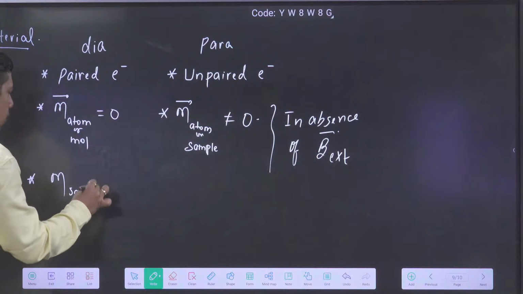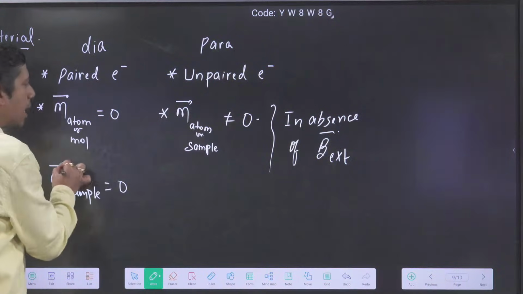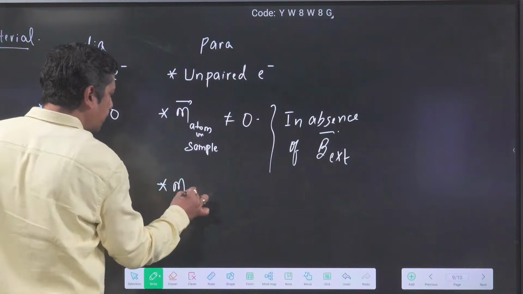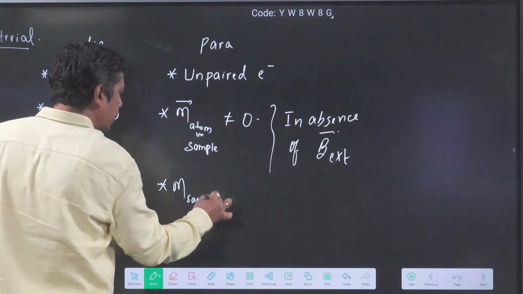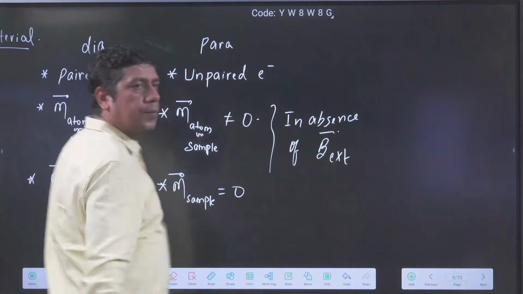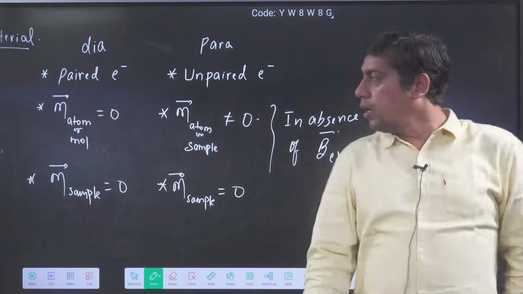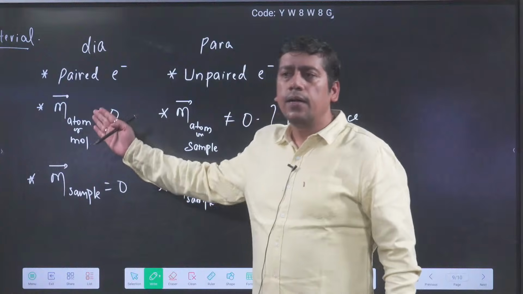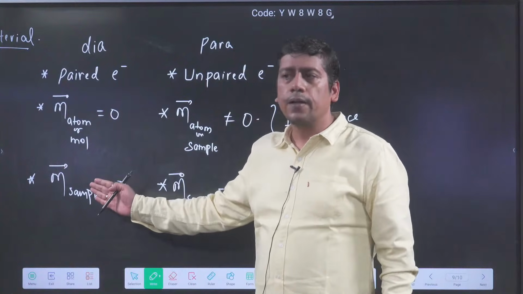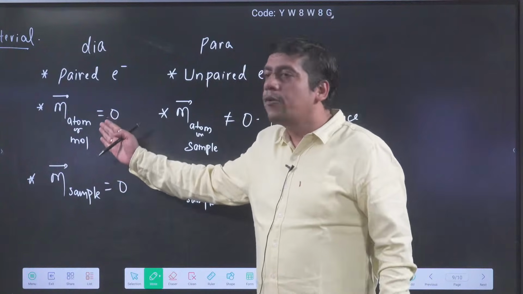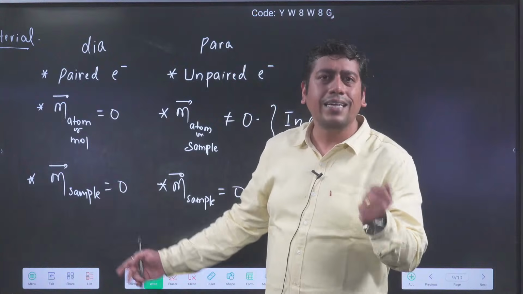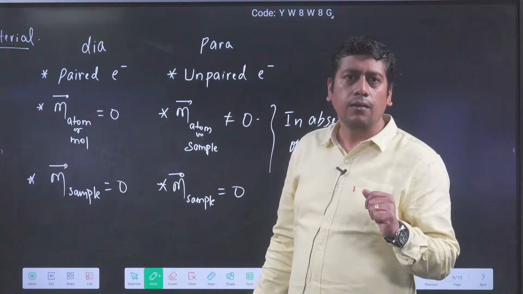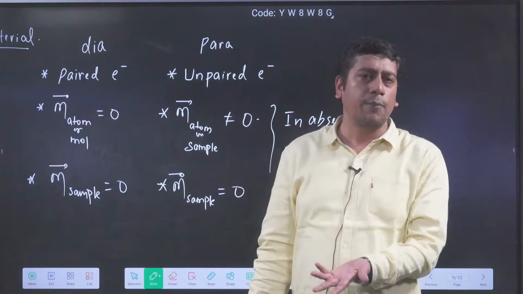But if I talk about M sample, it is 0. M sample is 0. It looks quite obvious here. Again, it is quite obvious here. Okay? Because one atom is having 0, then the entire sample will also have 0. Trillions times 0, again 0, same logic.